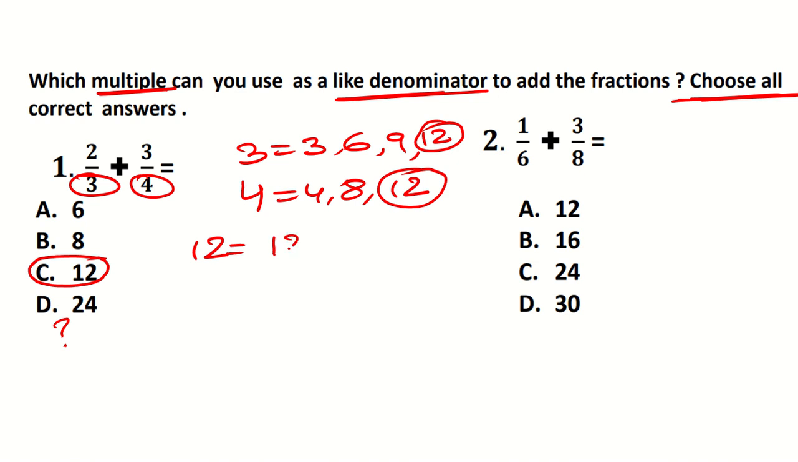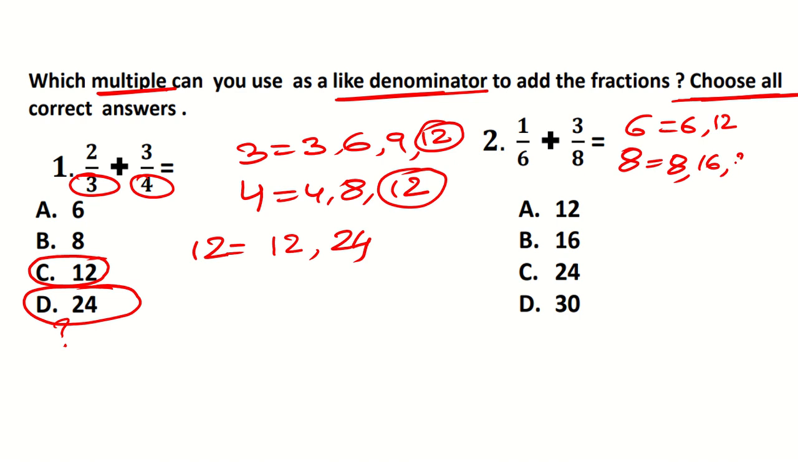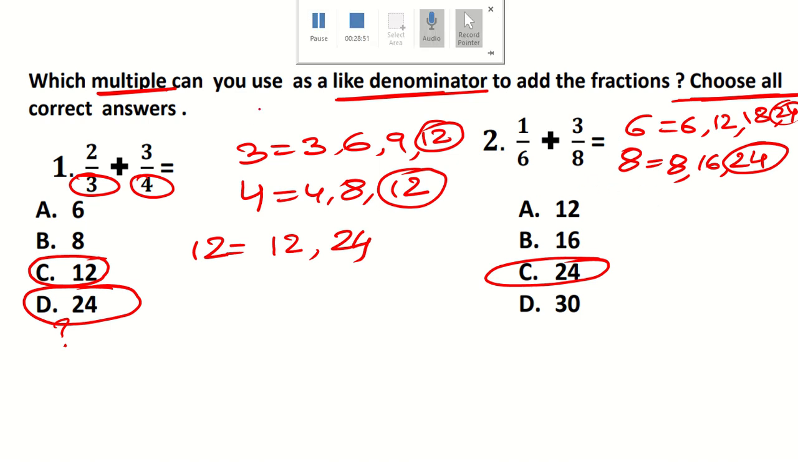So 12 times 1 is 12. 12 times 2 is 24. So 24 can also be made the denominator. Same for this. You see one number is 6, another number is 8. So write their table. 6 times 1, 6. 6 times 2, 12. 8 times 1, 8. 8 times 2, 16. 8 times 3, 24. 6 times 3, 18. 6 times 4, 24. So we got the same number here, 24. So 24 is the answer. 30 cannot be the answer. Why? Because 30 will be in the table of 5, but 30 will not be in the multiplication table of 8. So I'm sure you understand this question.